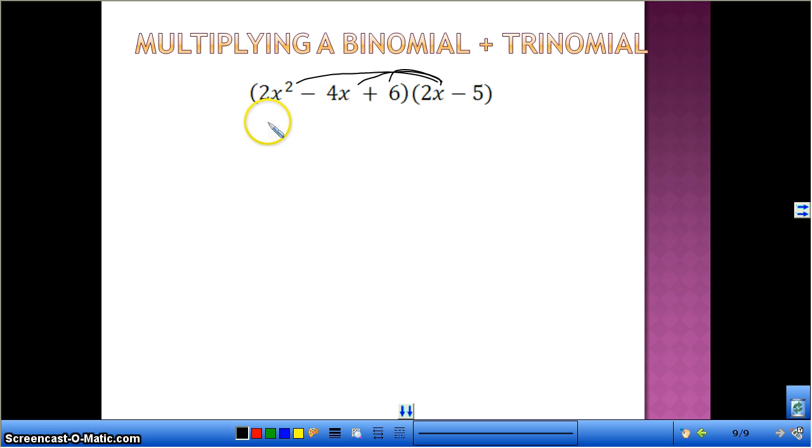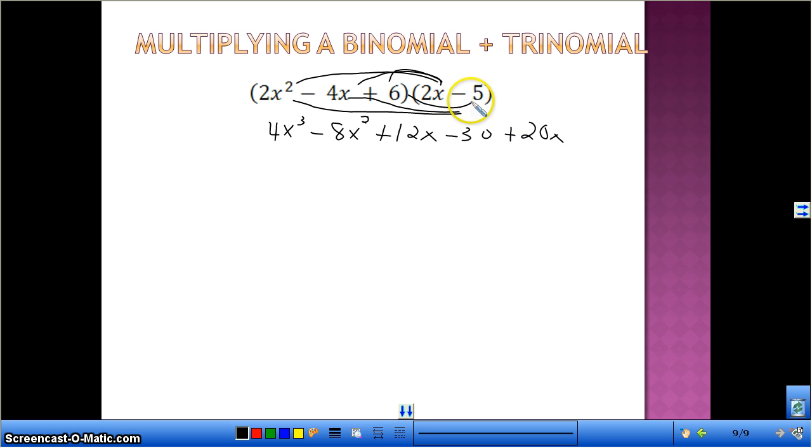2x squared times 2x is going to give me 4x to the third. Then I have 2x times negative 4x, which is going to give me negative 8x squared. 2x times 6 is going to give me positive 12x. And I'm going to take this negative 5, I'm going to distribute it all the way across to each term in the trinomial. So I have negative 5 times 6, which gives me negative 30. I have negative 5 times negative 4x, which gives me positive 20x. And then I have negative 5 times 2x squared, which gives me negative 10x squared.